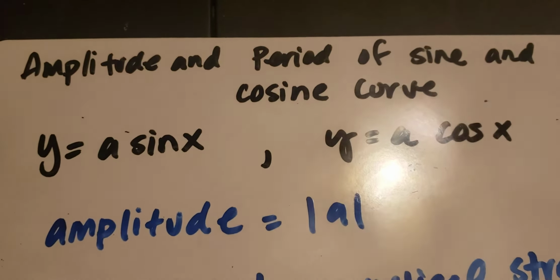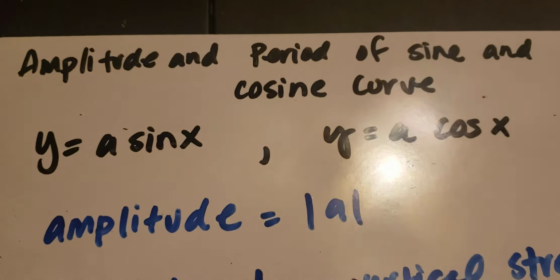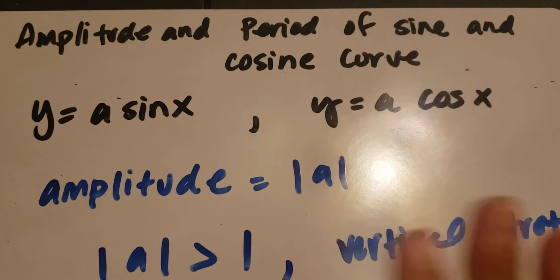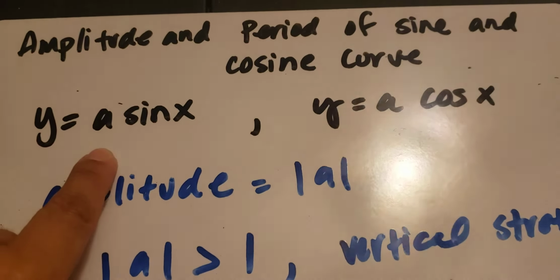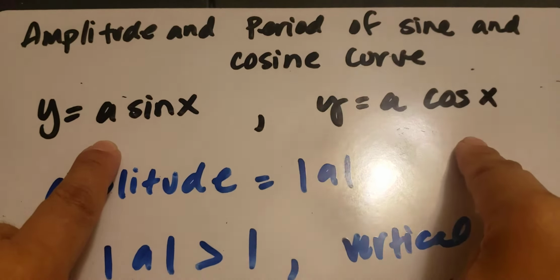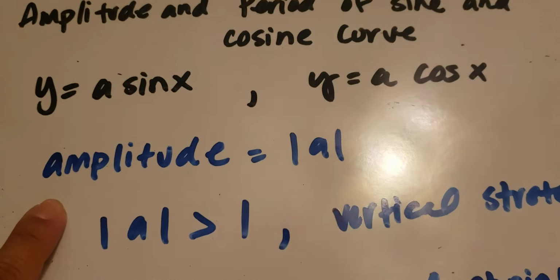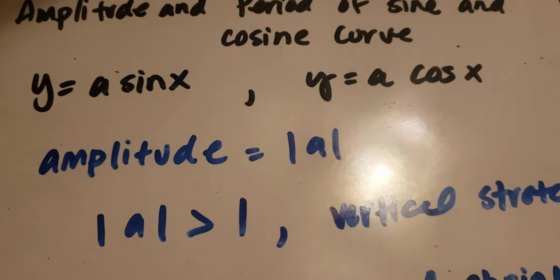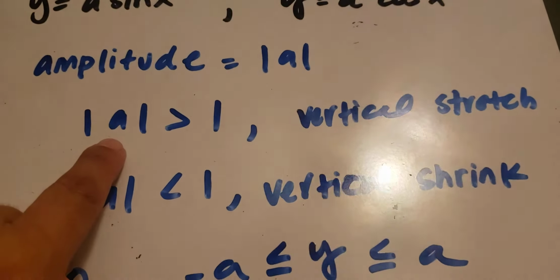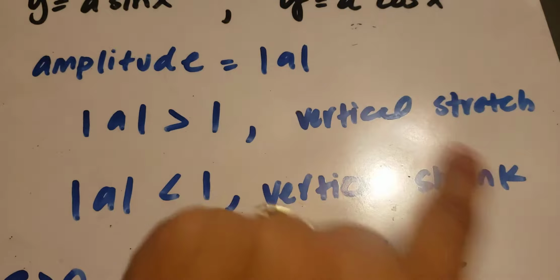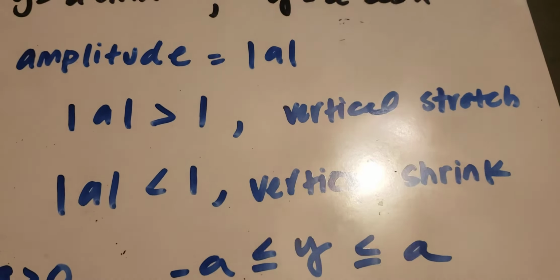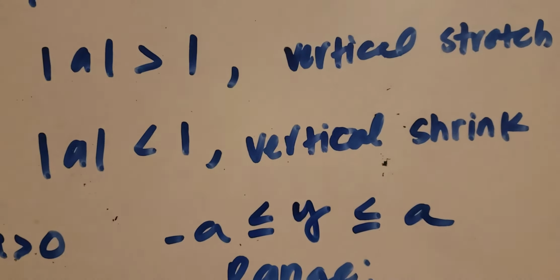I'm gonna be showing you amplitude and period of sine and cosine curves. You're either gonna have two types of functions: y equals sine of x, or y equals a cosine of x. The amplitude is found by taking the absolute value of A, and you might have one of two scenarios. If the absolute value of A is greater than 1, it's going to be a vertical stretch. If the absolute value of A is less than 1, then it's a vertical shrink. In integrated 3, we called it vertical compression.